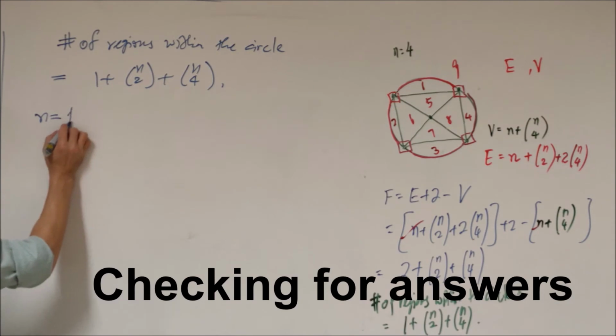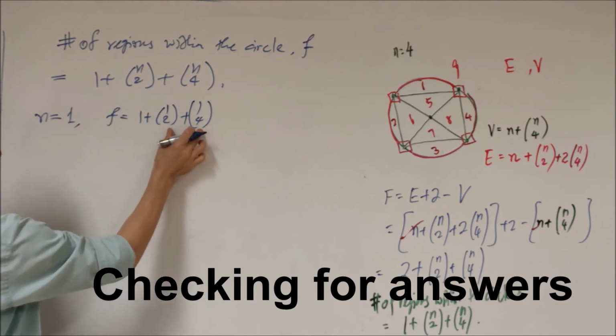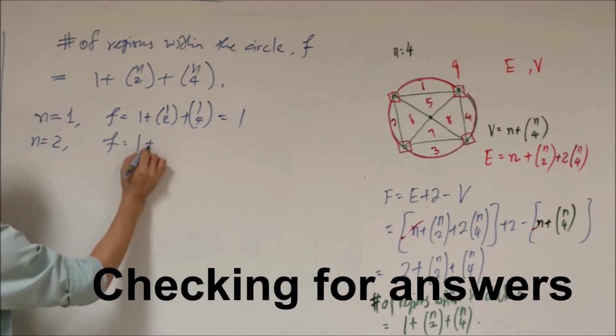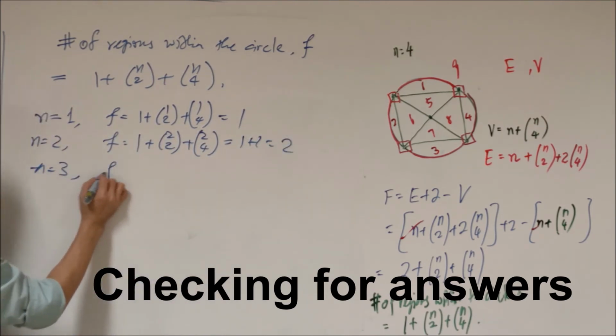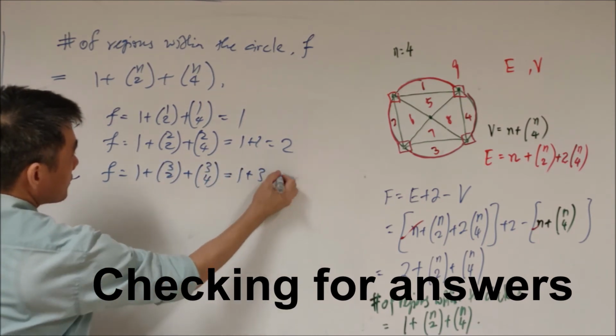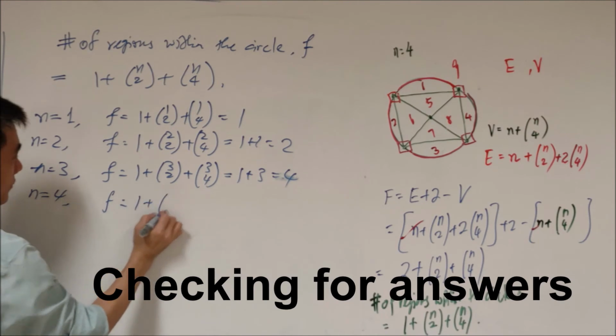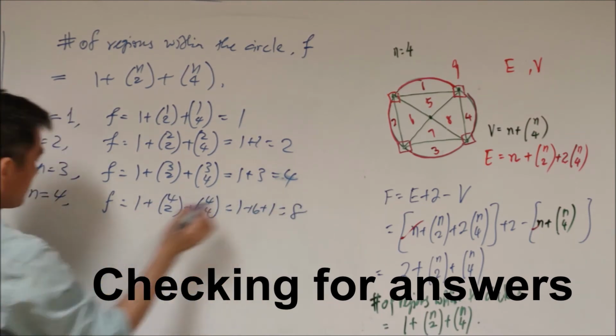When n equals 1, F will equal 1 plus 1 choose 2 plus 1 choose 4. That will be 0, and this is 1. When n equals 2, F will equal 1 plus 2 choose 2 plus 2 choose 4, and that equals 2. When n equals 3, F will equal 1 plus 3 choose 2 plus 3 choose 4. That equals 1 plus 3 plus 0, which is 4. When n equals 4, 1 plus 4 choose 2 plus 4 choose 4. That is 1 plus 6 plus 1. That is 8.